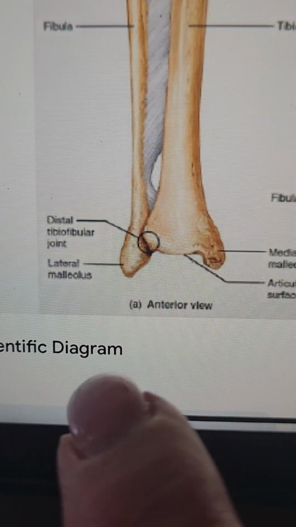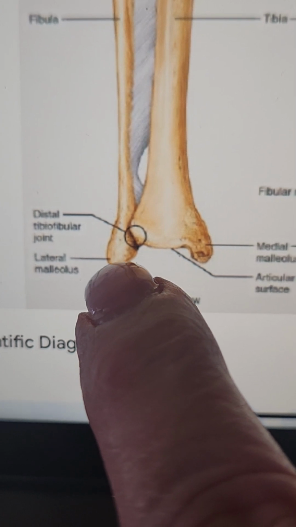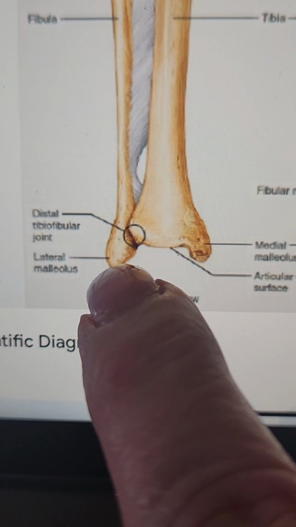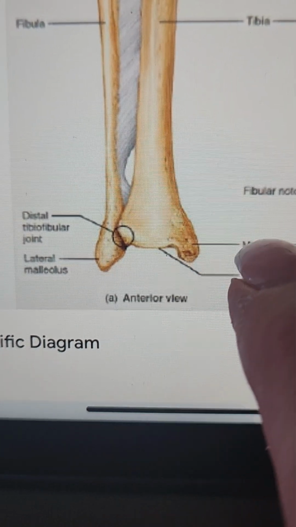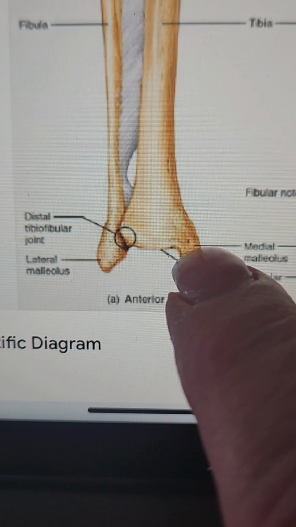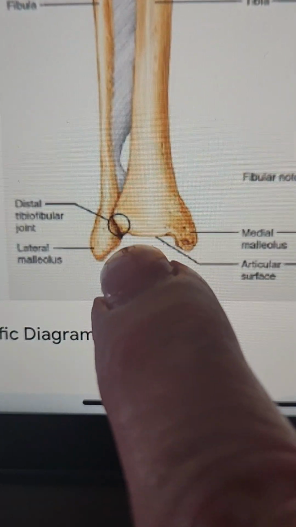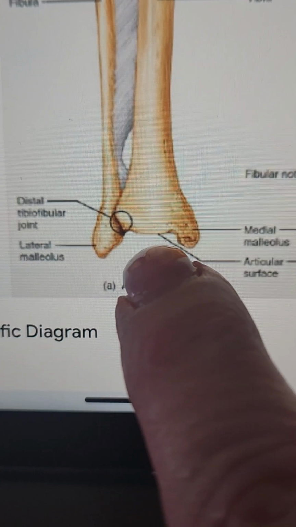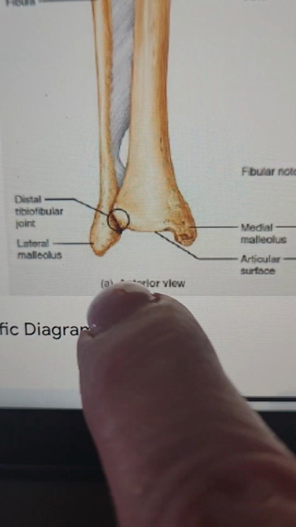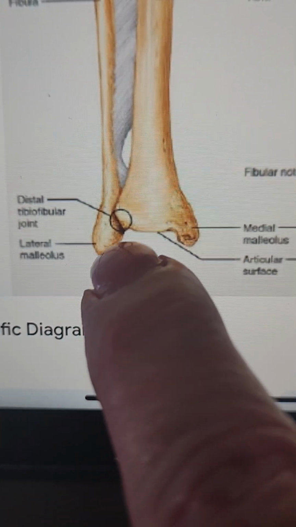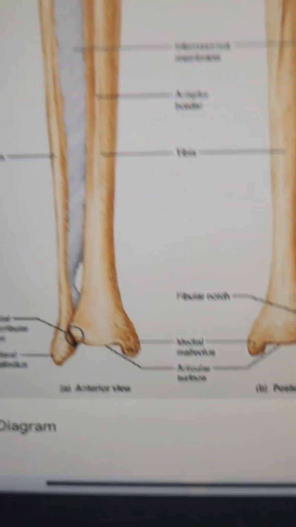Here's the lateral malleolus right here. That's in your ankle. You can feel it on the outside of your ankle. If we have a lateral malleolus, we also have a medial, and it's right here on the tibia. That's on the inside. We have an articular surface right here. This is for the talus. We're going to learn about that next week. It's going to be sitting right here, kind of a puzzle piece. It's going to fit perfectly where this little ridge is.